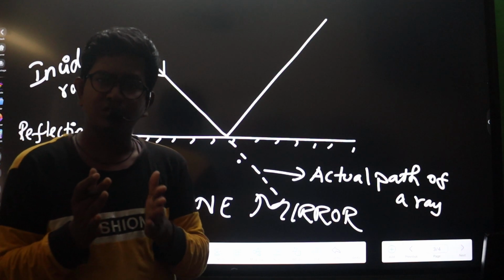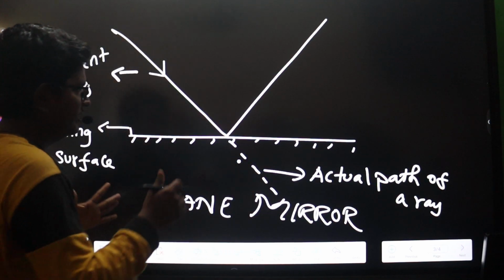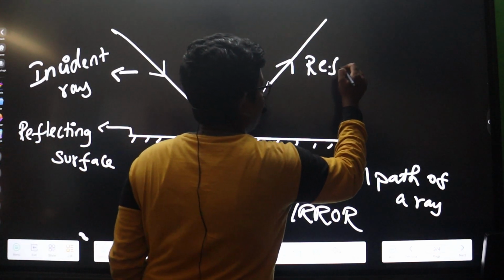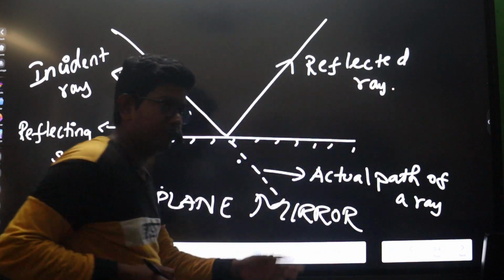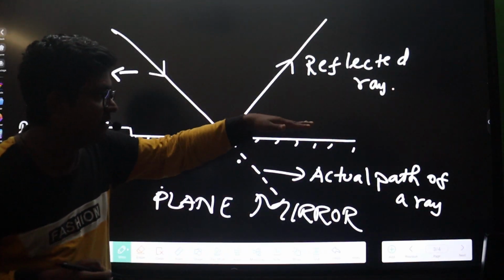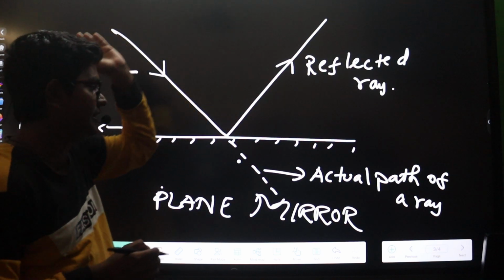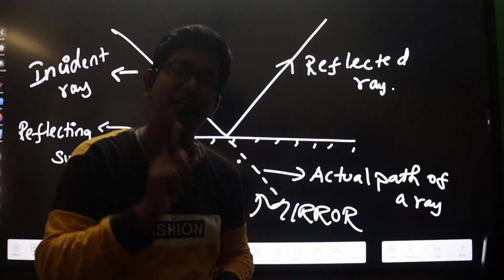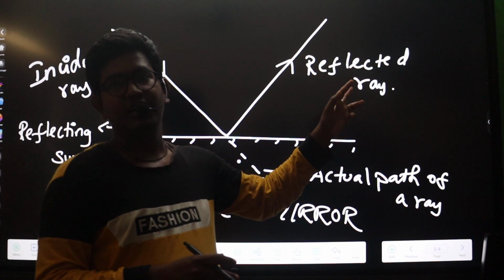So as it is changing its path, you can say the ray got deviated. Deviated means there is a change in its path, right? So here it is the reflected ray. The statement for a reflected ray is: the ray which is moving away from the reflecting surface after the reflection phenomena is known as a reflected ray.